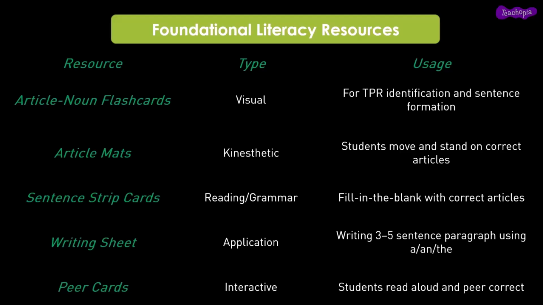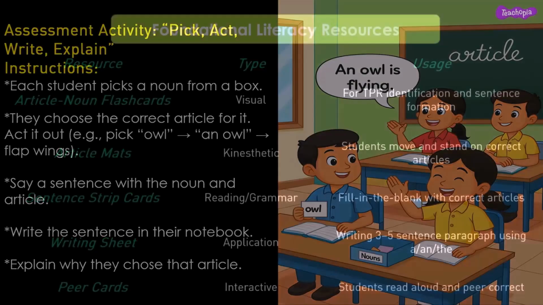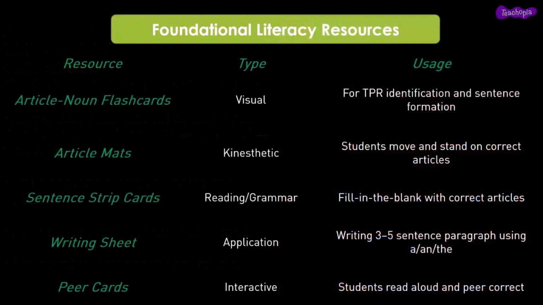We can use sentence strip cards, which are reading and grammar oriented, such as fill in the blank with correct articles type of strips. We can use writing sheets, which help learners apply what they have learned, where they can write 3 to 5 sentence paragraphs using a, an, and the articles. We can use peer cards, which are interactive in nature, where students read aloud and the peers correct them on their usage.